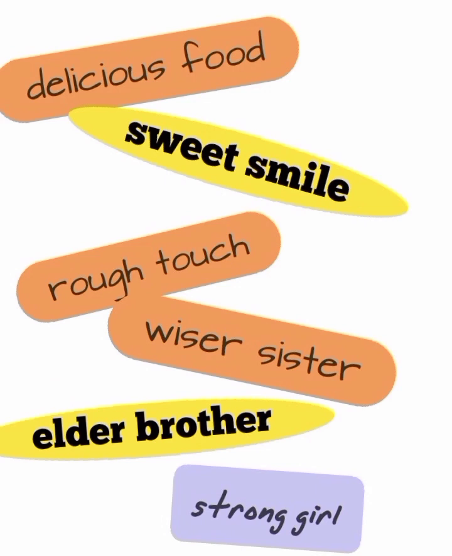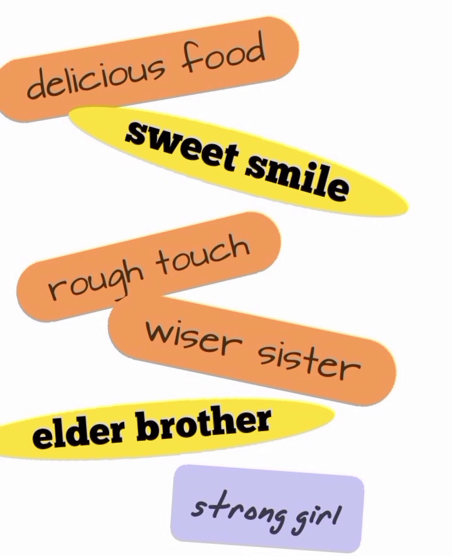Delicious food, sweet smile, rough touch, wiser sister, elder brother, strong girl. Delicious is the quality of food. Sweet is the quality of smile, because smile may be sweet or sad.